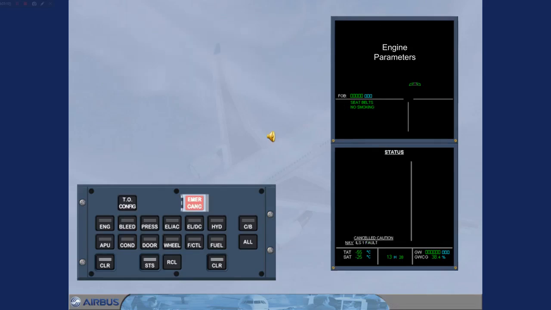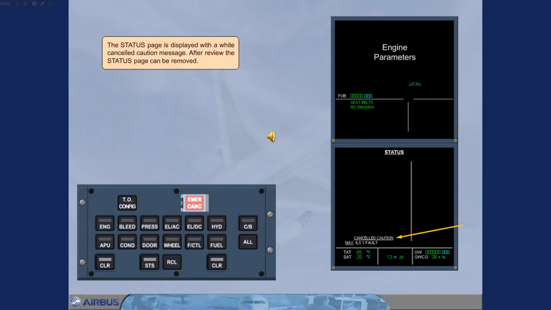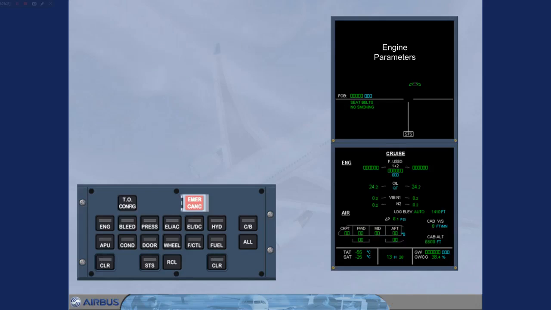The status page is displayed with a white cancelled caution message. After review, the status page can be removed. The cruise page returns on the lower Ecam display, and there is a status reminder on the engine warning display.